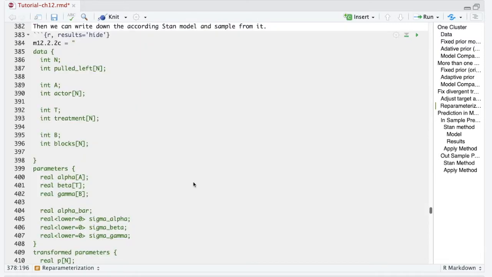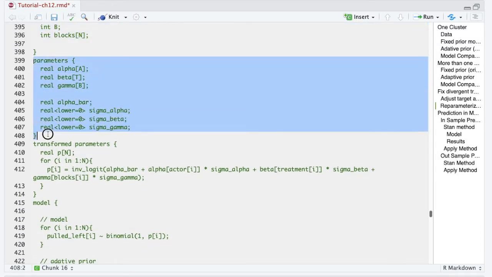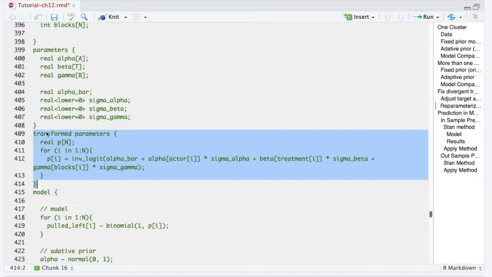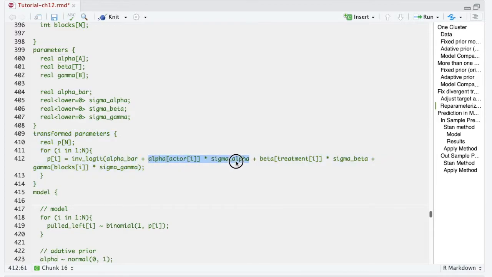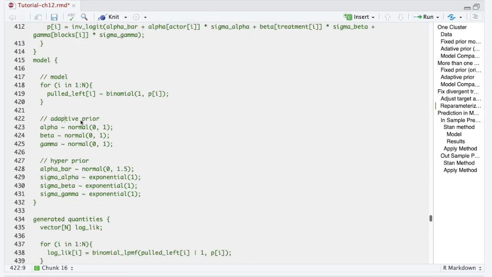Let's take a look at the Stan model and check what has been changed. The data block, the same. The parameters block, be careful, it's still the same. The parameters we need to estimate for a centered version or a non-centered version model are the same. We make our first modification in the transformed parameters block. As you can see, the linear model has been changed here. Now it's alpha bar plus alpha times sigma alpha, beta times sigma beta, and gamma times sigma gamma. And in the model block, our second modification, the adaptive priors have also changed. They are now just the standard normal distribution.